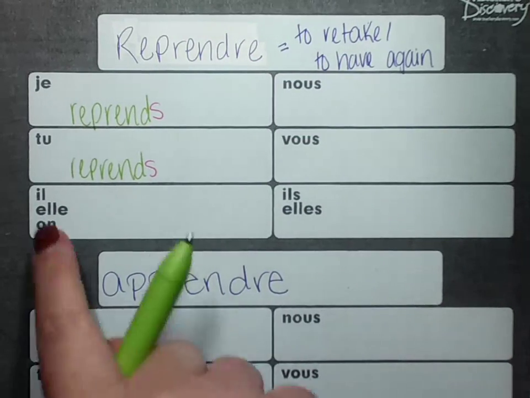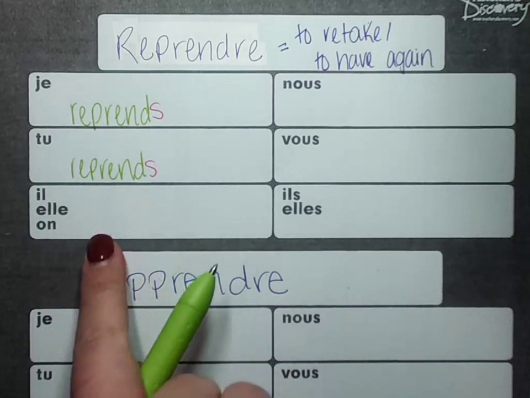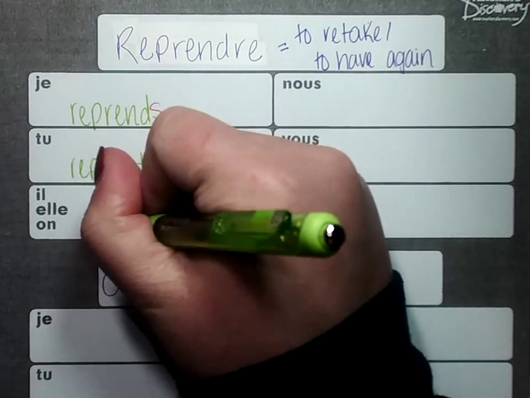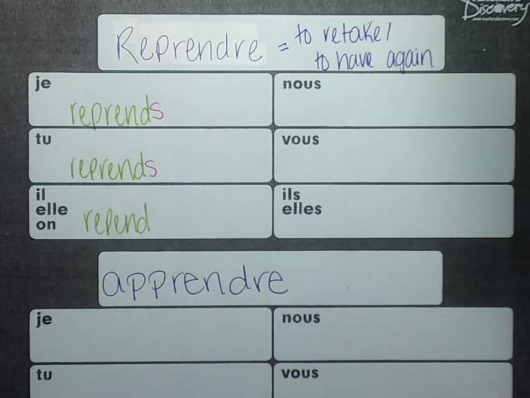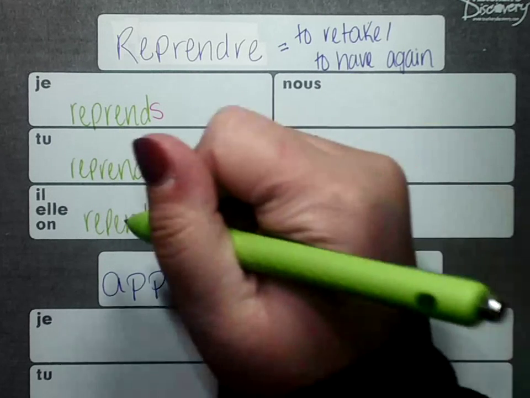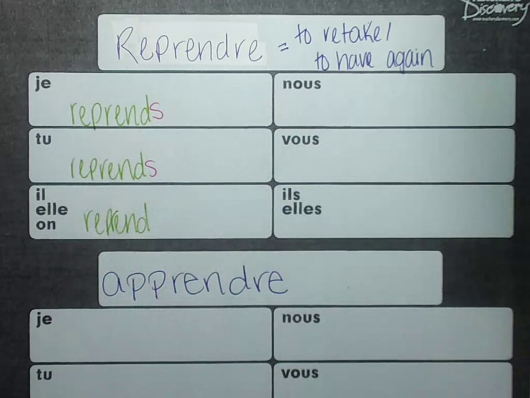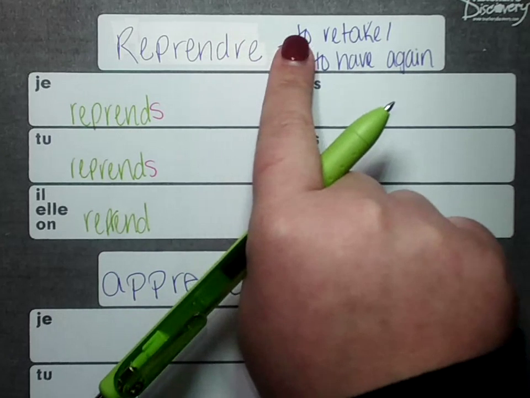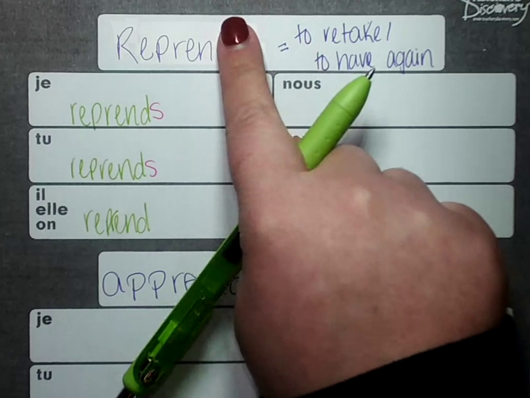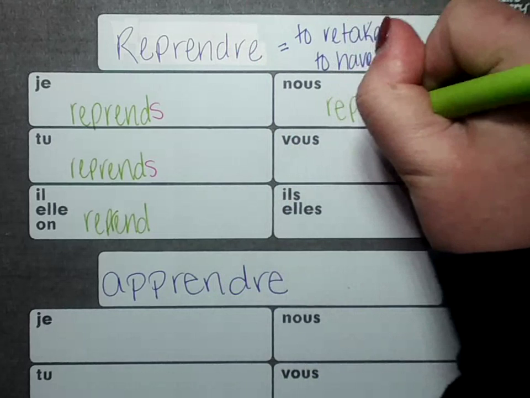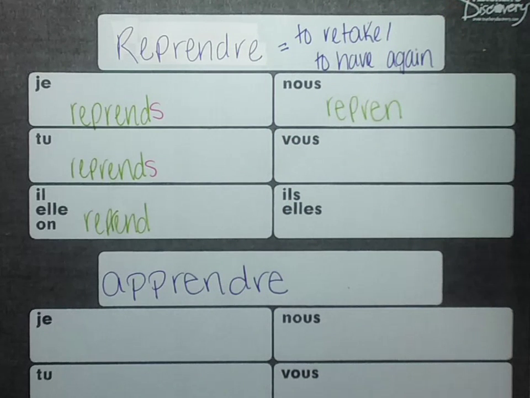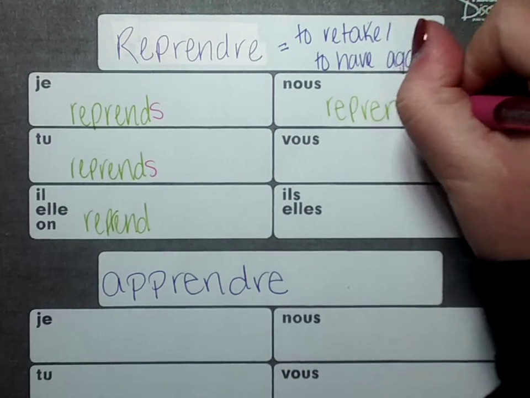Okay, and for il, elle, on, we're going to take our stem and bring it down. And remember, we don't add anything else. We leave it at just the stem. Helps if Madame spells that right. There's an R. All right, for nous, remember, we're going to drop Dre. We don't like his music, so we're going to drop Dre. So we're going to write our stem. And now let's add our ending on, O-N-S.